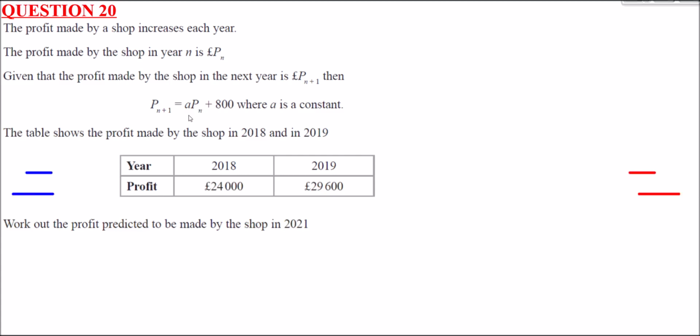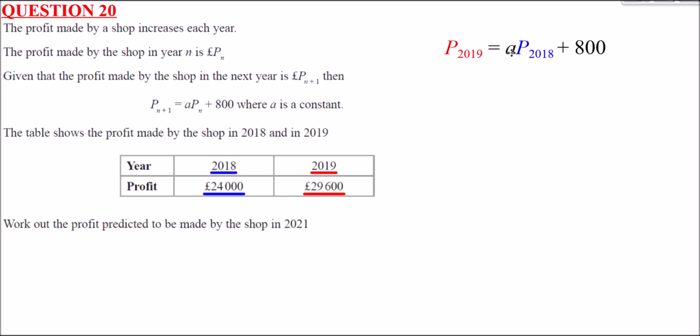So we can start off by using the fact that we're given it for 2018 and 2019. The profit in 2019 will be the same as a, whatever a is, multiplied by the profit in 2018 plus 800. But because we're given the profits in 2019 and 2018, we can just substitute these values in. So 29,600 for profit in 2019 equals a times 24,000 plus 800. We can now solve this equation to work out what this value a is.